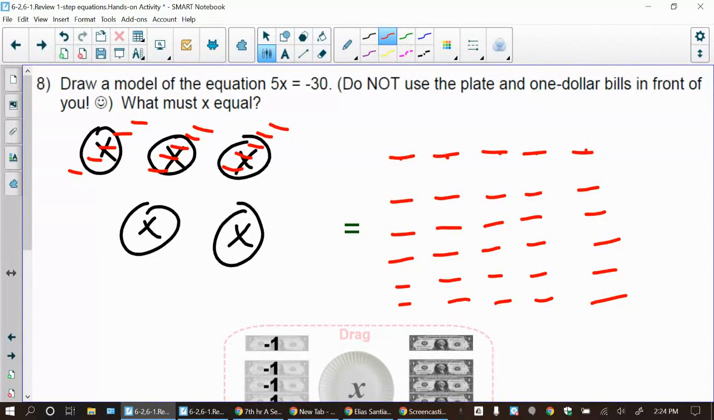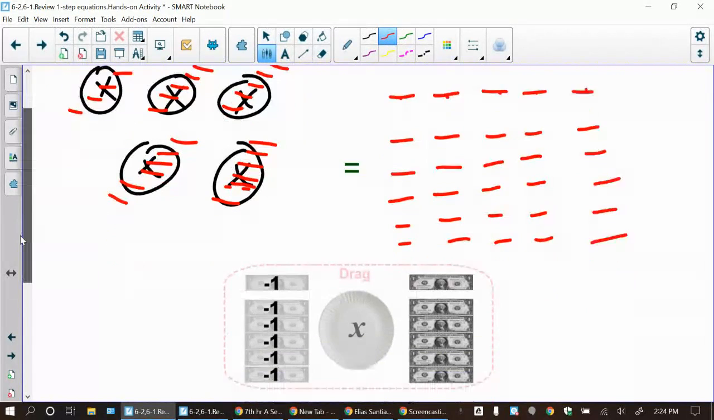4, 5. Ooh, wait. You need to put 6 on each of these, or I'm going to only end up with 25. 2, 3, 4, 5, 6. 1, 2, 3, 4, 5, 6. So each of my plates actually gets 6 negatives to make a negative 30.